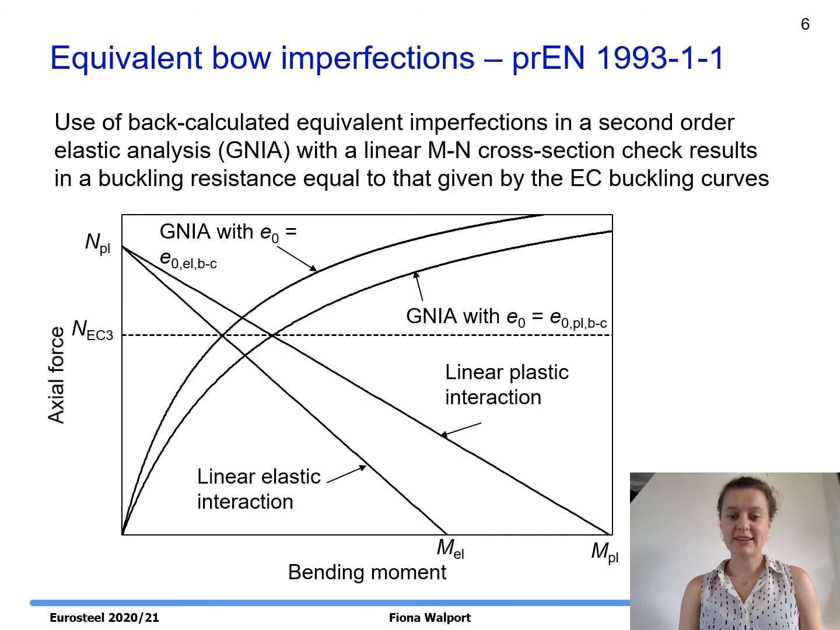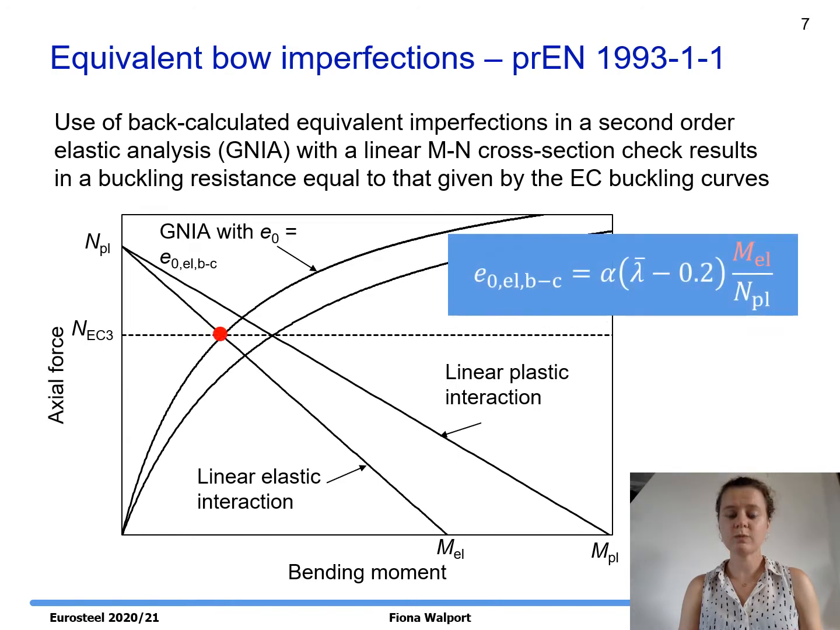This slide illustrates the application of the back calculated imperfections with a second order elastic analysis. It can be seen that the resulting column buckling resistances are the same as those obtained from the European buckling curves. Use of the elastic back calculated imperfection results in a force moment path that directly intersects the linear elastic interaction surface exactly at the Eurocode buckling resistance of the column.